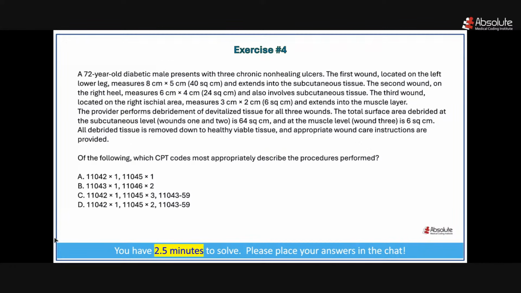The provider performed debridement of devitalized tissue for all the 3 wounds, and a total surface area debrided at subcutaneous level, wound 1 and 2, is 64 square centimeter, and at a muscle level, wound 3, is 6 square centimeter. All the debrided tissue is removed down to the healthy viable tissue, and appropriate wound care instructions are provided. Of the following answers, which best describe the procedure? Okay, coders, so you have all the measurements over here, and I will give you 2 minutes to solve this one. Okay, and your time begins now.